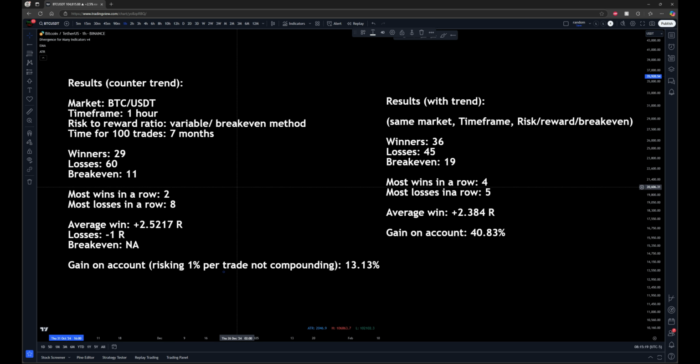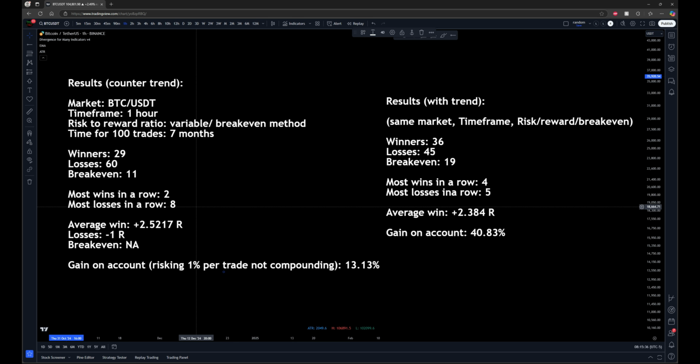Now, Bitcoin, US dollar, same thing as yesterday's test. 1 hour time frame, variable risk to reward ratio, break even method. Took 7 months for the 100 trades. Winners 29, losses 60, break even 11. Most wins in a row was 2, most losses in a row was 8.